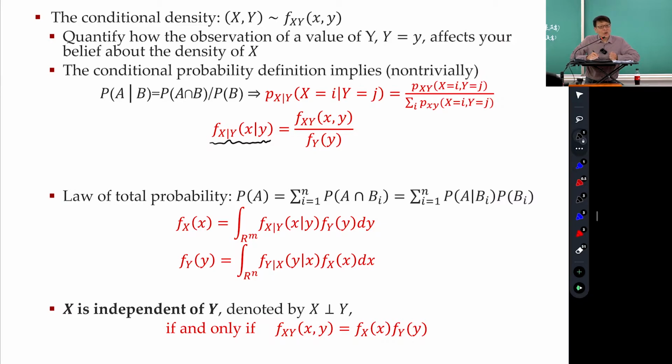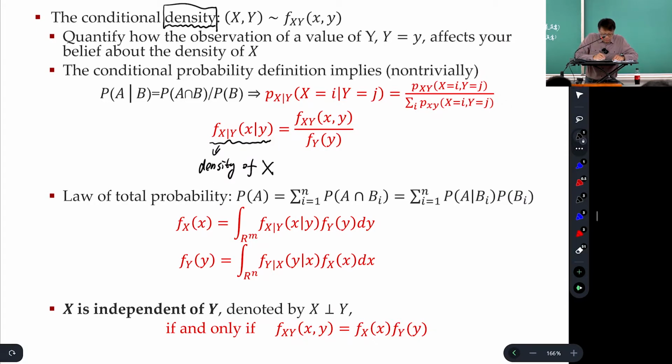This is a conditional density. It's still a density, yes. Conditional density by default is a density. Density of what? Of x or y or x and y? Which one? Conditional density is a density of x. Okay, this is the density of x.